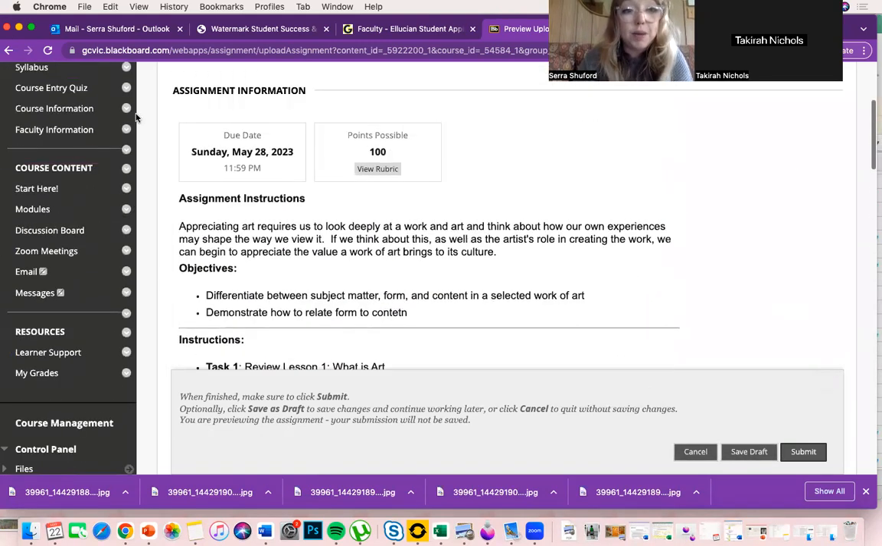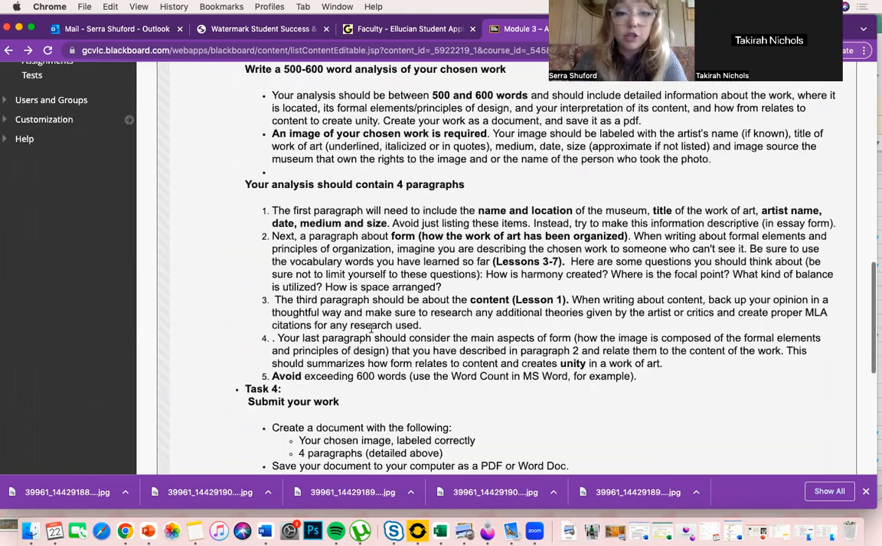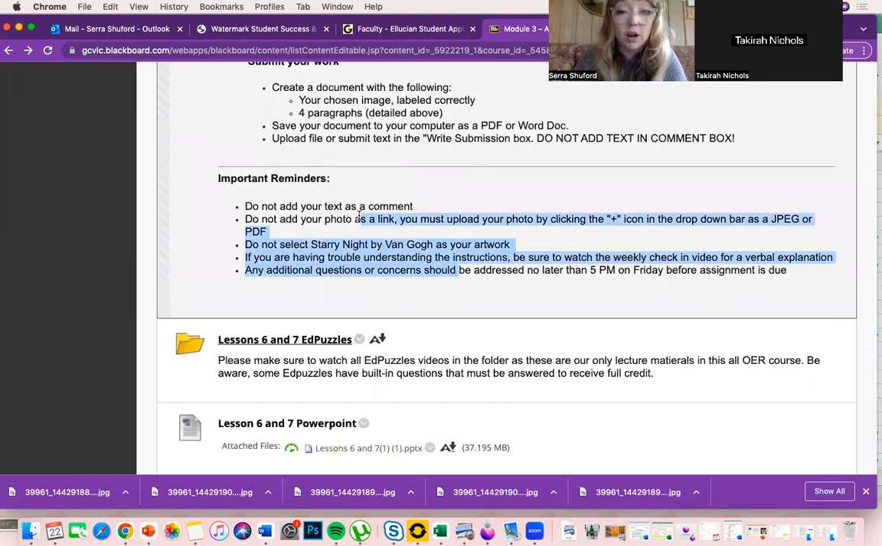One other thing to be mindful of, if you're using Google Docs or another place where you can link your work to the assignment, that will not work for Blackboard. So don't accidentally copy and paste your Google Doc URL into the submission and think that I can link it back to that. It's not going to go through the plagiarism checker either, so it won't work for this. And there's a reminder about that right there.